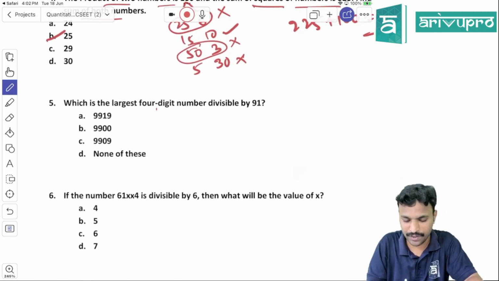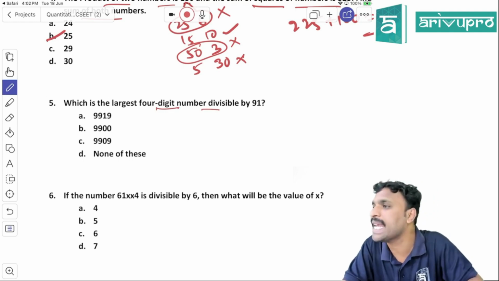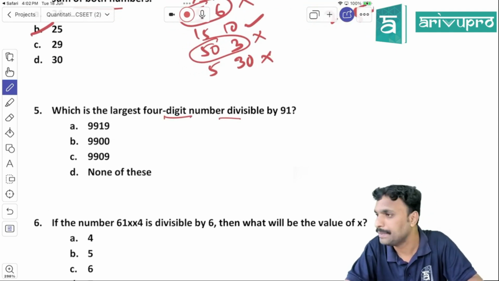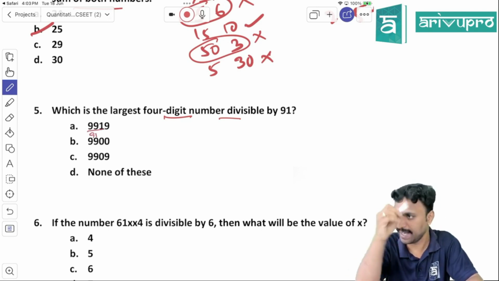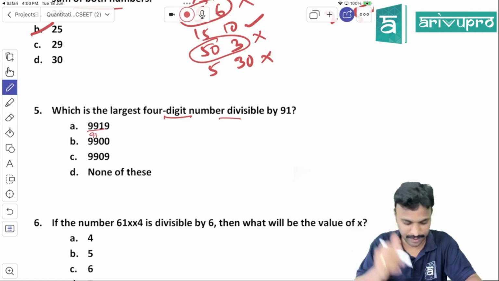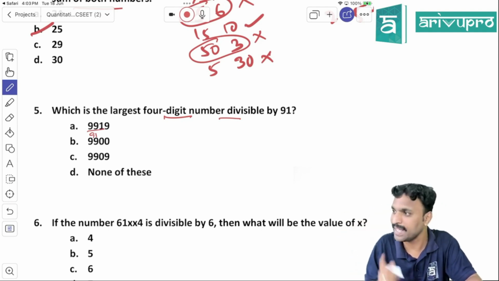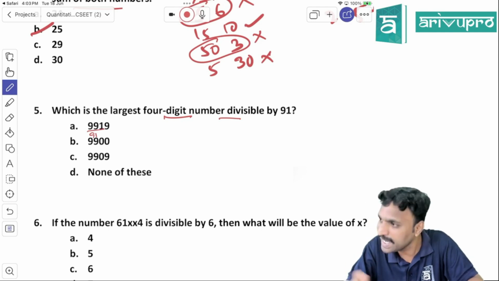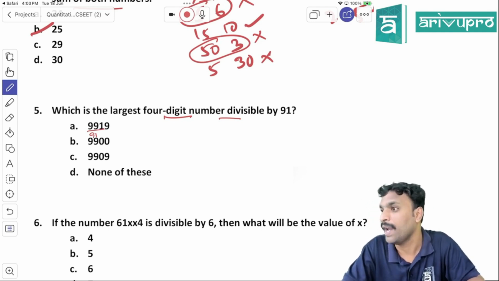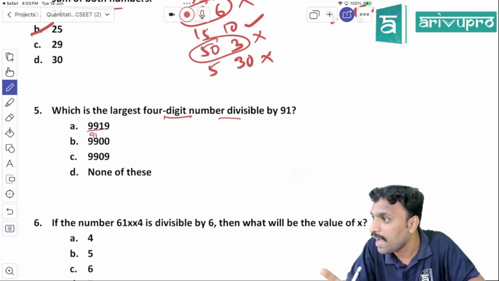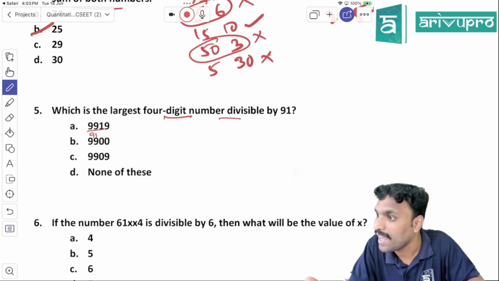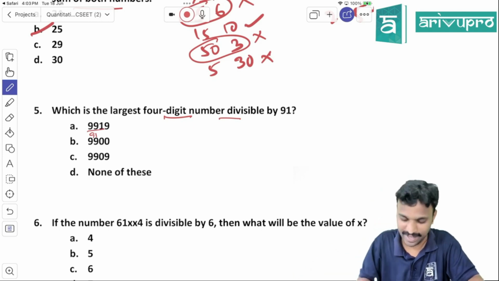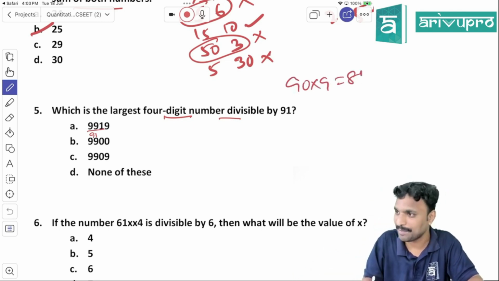Which is the largest 4-digit number divisible by 91? Check for 91. When I divide 99 by 91, 8 is a remainder. So 8 followed by 1, 81. Is 81 divisible by 91? No. 8, 19 you have to take. Now, 9 nines are 81. 19 nines are 810. 91 nines are 819.